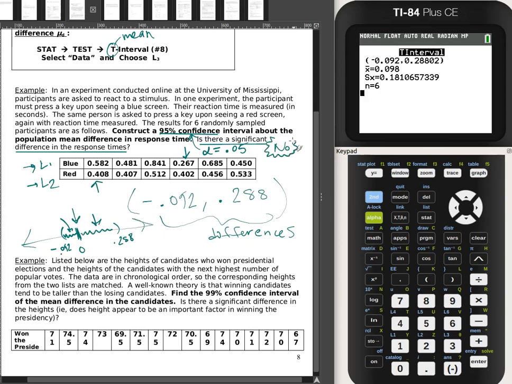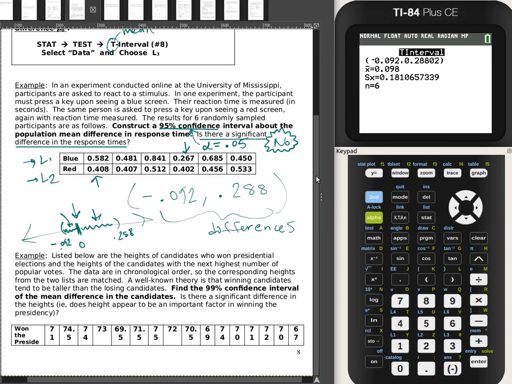Of course, we would want to say something like, we are 95% confident that there is not a significant difference in the response times between the blue and red stimulus. So we would do it that way. And that does it for the confidence interval way of testing these kinds of hypotheses.